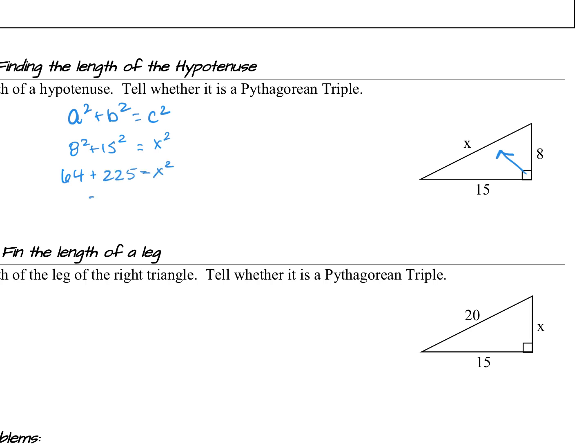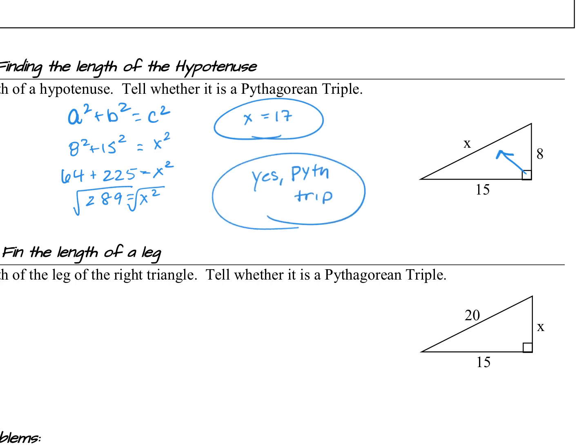I add those numbers together, we get 289 equals x squared, and then I need to square root that. On your calculator, it's the second and the x squared button. If you're using your phone, you usually have to turn it sideways, and that'll let you see the x squared part. When I take the square root of 289, I get that x is 17. And since 17, 15, and 8 are all whole numbers, no fractions, no decimals, we can say yes, this is a Pythagorean triple because they're all whole numbers.